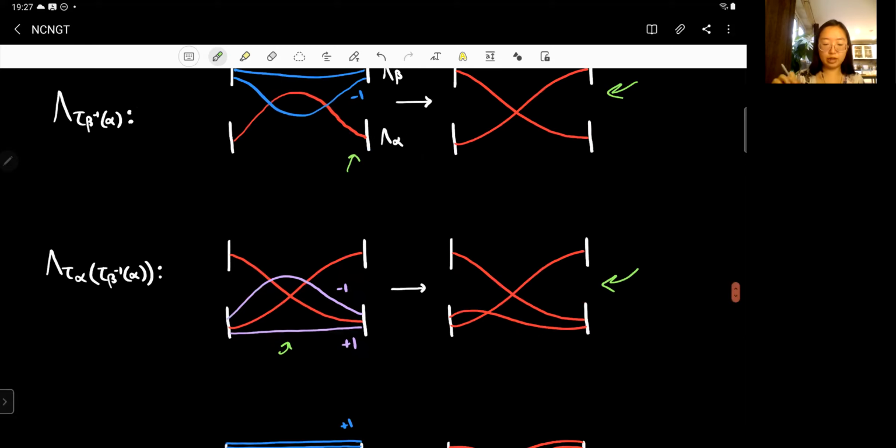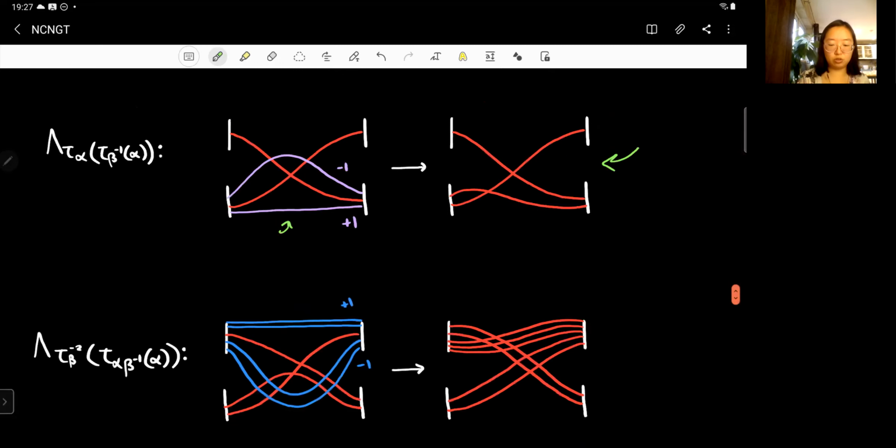Now let's do this one more time. So we're going to do two left-handed Dehn twists about tau beta, so tau beta inverse twice, and the result after some handle slides, cancellations, Reidemeister moves is the following. Okay, so this is going to be our Lagrangian lift of gamma.